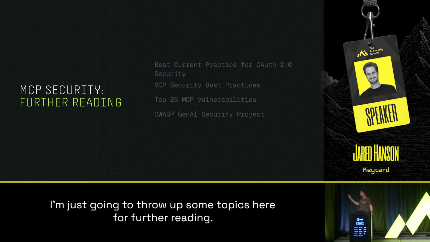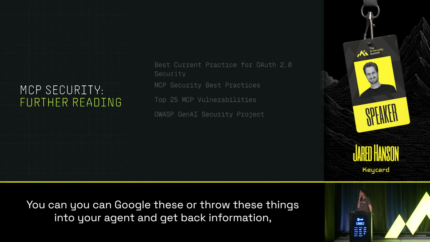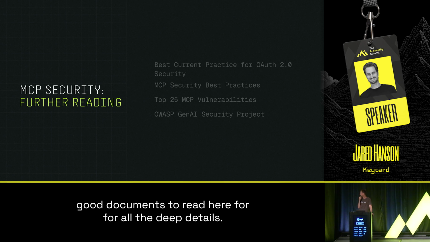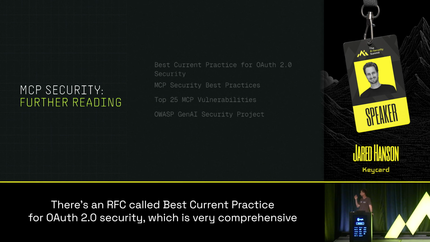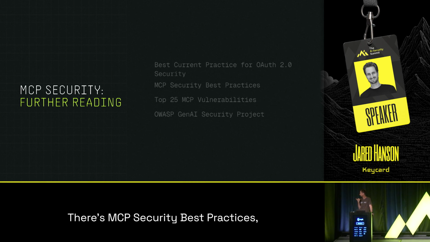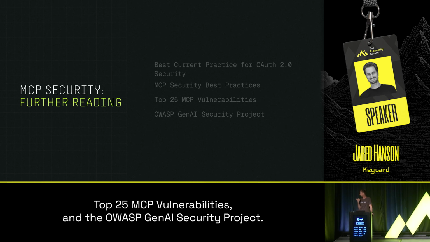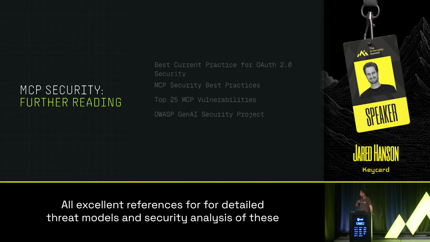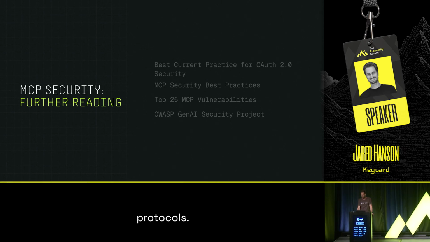I'm just going to throw up some topics here for further reading. You can Google these or throw these things into your agent and get back information. Good documents to read here for all the deep details. There's an RFC called Best Current Practice for OAuth 2 security, which is very comprehensive about all the attacks we've seen on OAuth 2 and how to remediate them. There's MCP security best practices, the top 25 MCP vulnerabilities, and the OWASP Gen AI security project. All excellent references for detailed threat models and security analysis of these protocols.